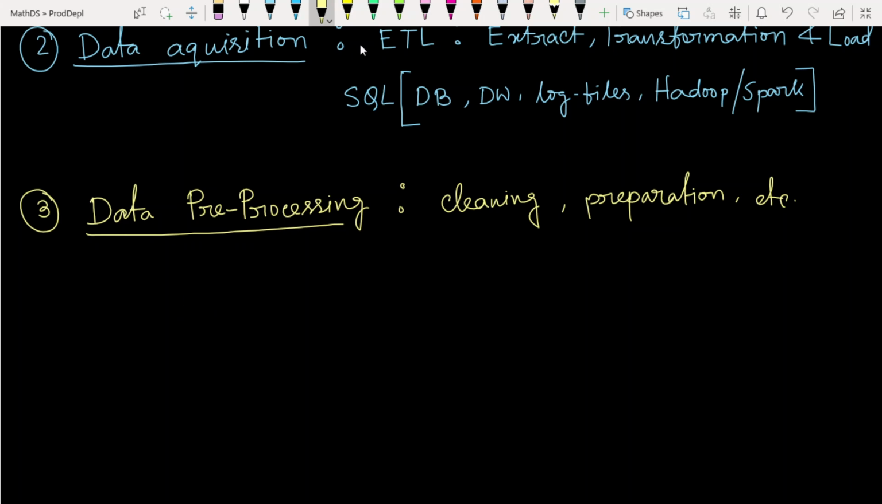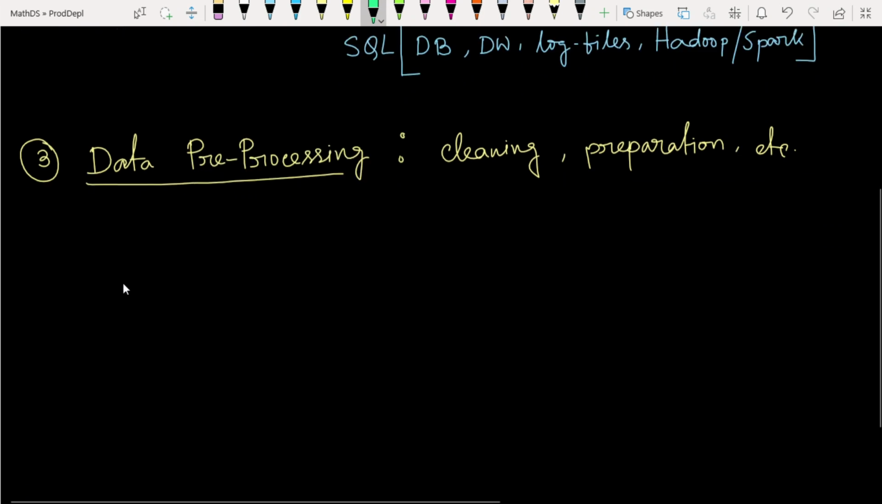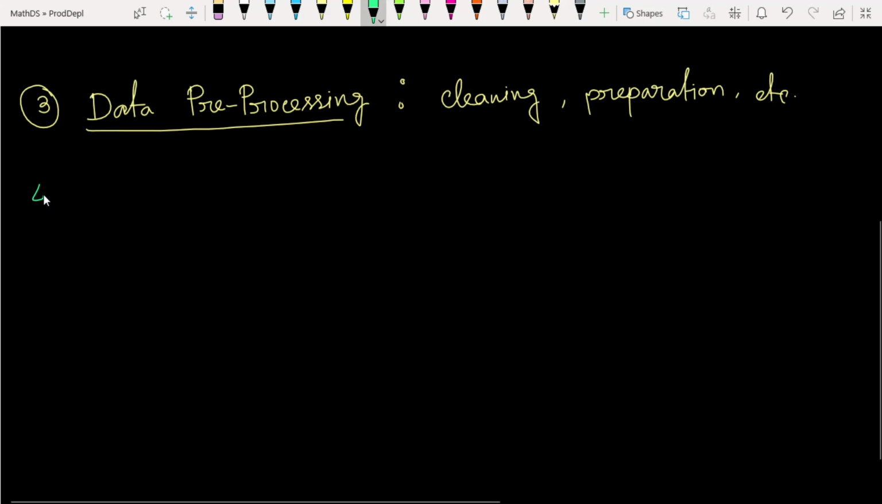Now, in the fourth step we have to apply exploratory data analysis, simply EDA. It means we have to visualize the data, whatever kind of data we have, after the pre-processing step is done. Exploratory data analysis.